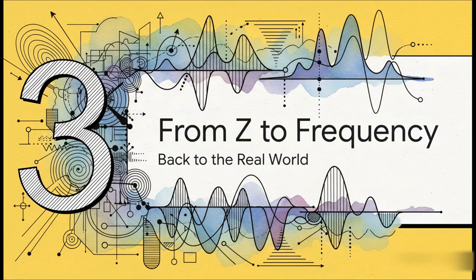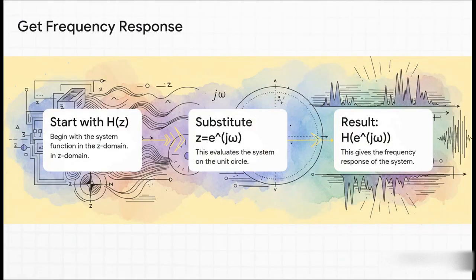So we have this incredible map of our system's behavior in the Z domain. But how do we use that to predict what it'll actually do in the real world, when it sees different frequencies? That's the bridge we're going to cross next. It's actually way simpler than you might think.